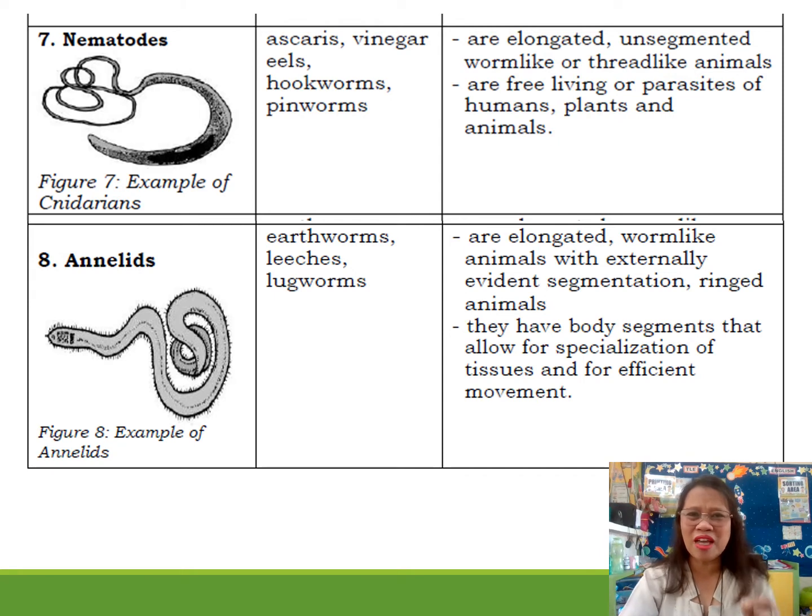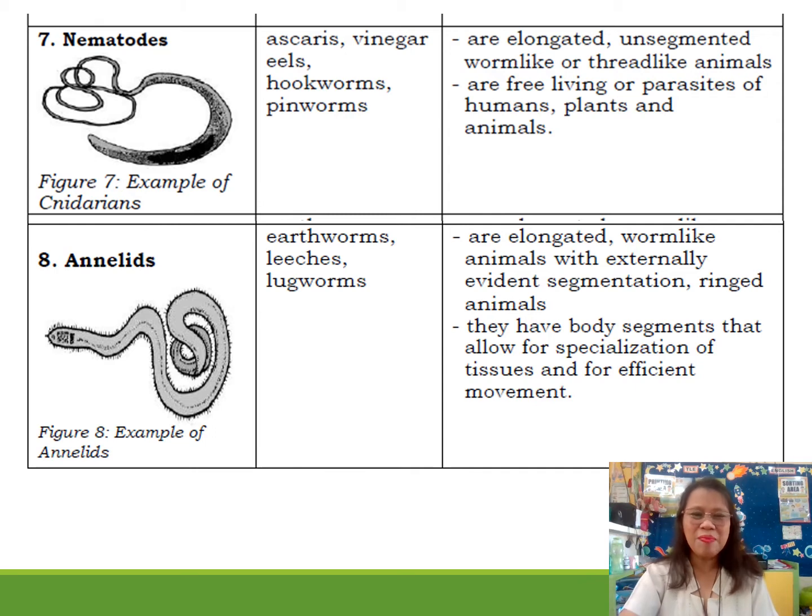Examples of this, I'm sorry but I have to mention this because this is very important: ascaris, they belong to phylum Nematoda. Ascaris, vinegar eels, the hookworms, the pinworms. That is why, class, during the start of classes in July, you are dewormed, and the second deworming is in January or February. Because these worms are all parasites in our body.